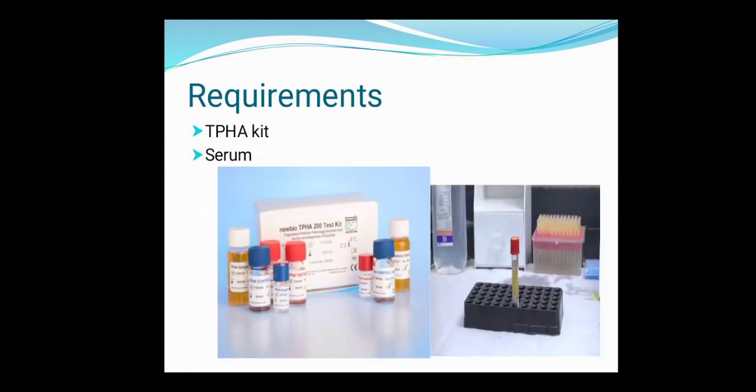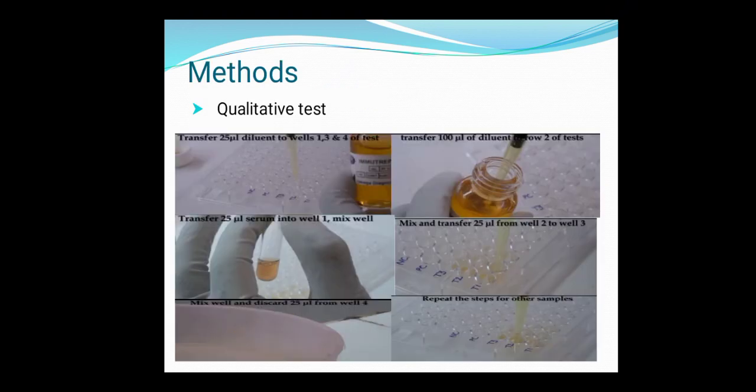In order to perform this TPHA test, we are going to require the TPHA kit and the specimen, that is serum. Today I'll be explaining the qualitative screening test. To perform this test, firstly 4 wells are required for each test, that is the negative control, the positive control, test 1, test 2 and test 3.